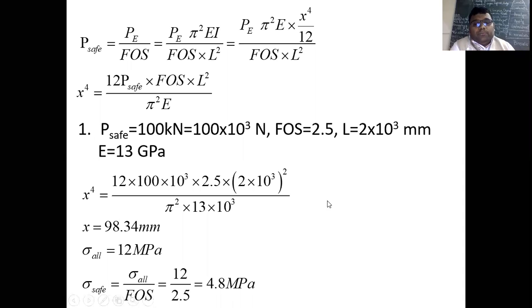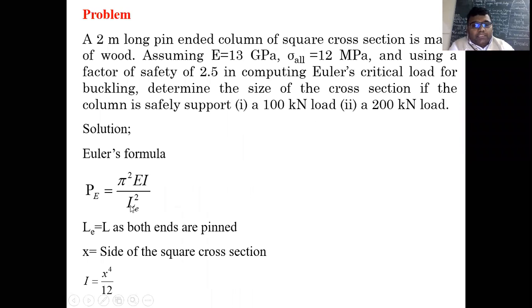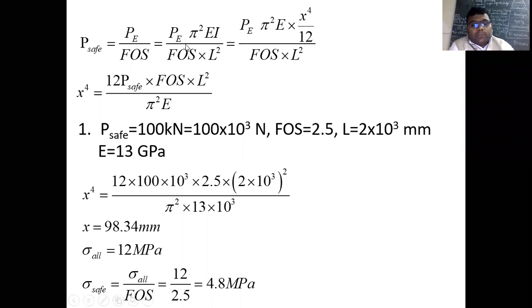Just use this formula in place of PE. So the formula becomes P safe equals pi square EI upon FOS, the factor of safety, into LE square, where LE is replaced by L. And this P must not be there, so you just remove this. It came here by mistake.